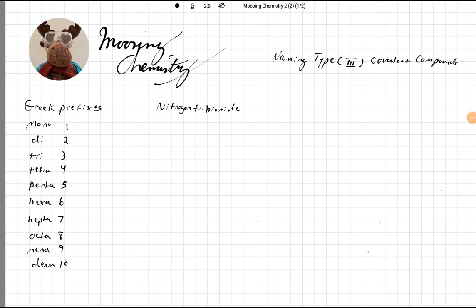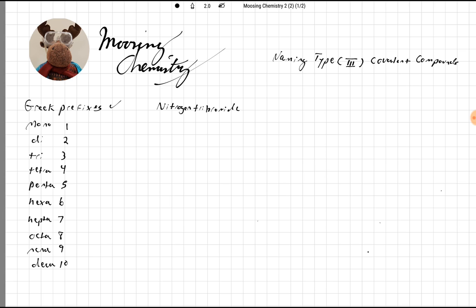This is naming type 3 covalent compounds. Now remember that covalent compounds are between nonmetals and nonmetals. Really important to remember that. Also, it's important to remember our Greek prefixes. Mono is 1, di is 2, tri is 3, tetra is 4, penta is 5, hexa 6, hepta 7, octa 8, nona 9, and deca 10.